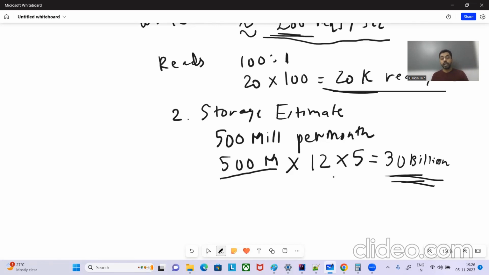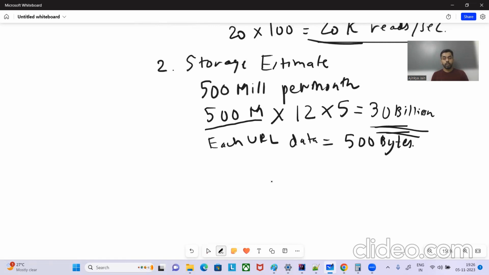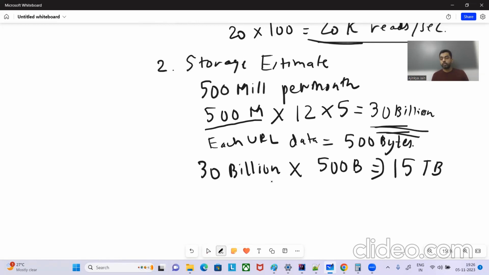Now considering each URL data, the short tiny key which we will be generating, the long URL which we will be storing, and the other user metadata, if we consider each URL data to be 500 bytes, how much will it be? 30 billion into 500 bytes comes to 15 terabytes of data. So we'll be requiring 15 terabytes of minimum storage.